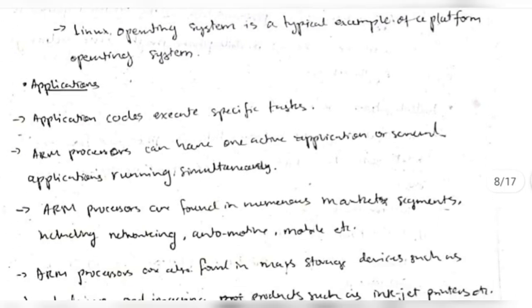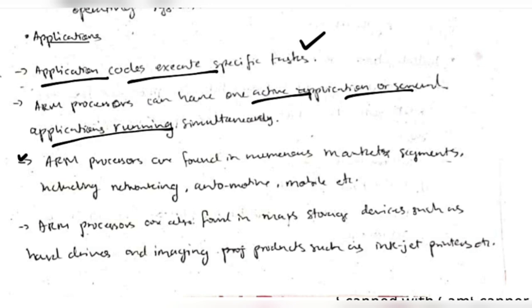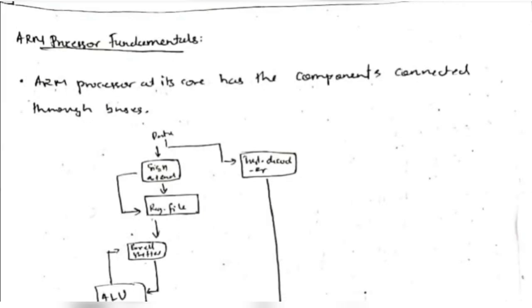Then the third one is applications. It means the codes which are written for carrying out the specific tasks inside the computer. That's known as applications, and the processor can handle one or more applications simultaneously. Okay, and these are the applications of the ARM processor in various fields like networking and inkjet printers and imaging and all. Okay, moving on to the second half of the module, the first topic is ARM processor fundamentals.